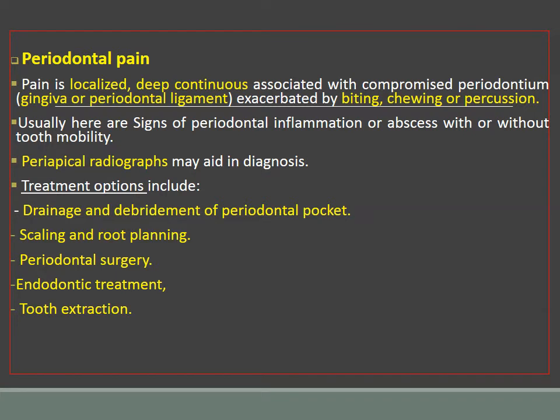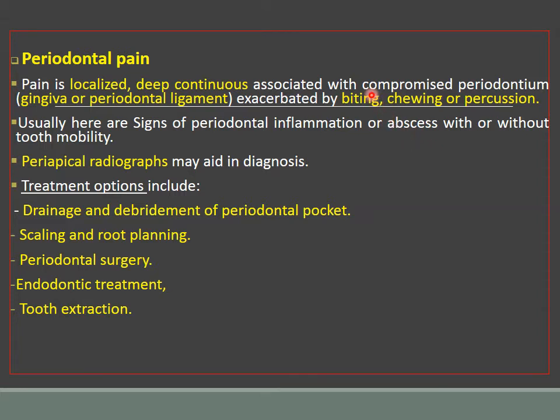Another source of pain related to the dental tissue is periodontal pain. Periodontal pain arises from the periodontal tissue, characterized by good localization, deep and continuous, and associated with compromised periodontium, which is the gingiva, periodontal ligament and alveolar bone, and usually exacerbated by biting and chewing and percussion. We eat and chew all day, so if you have a periodontal condition, the pain is almost always continuous.